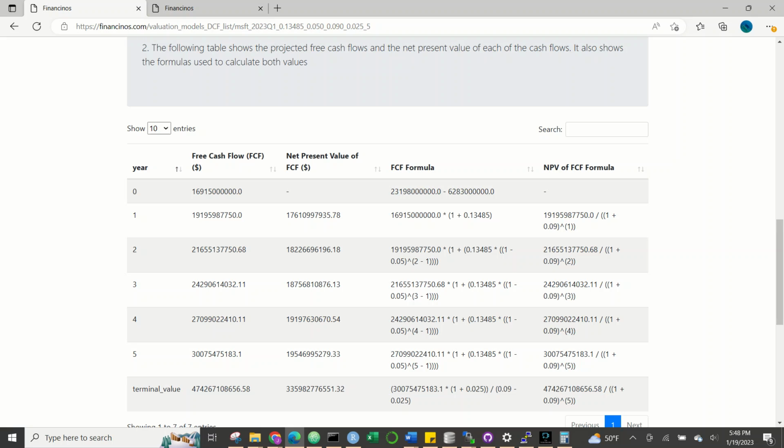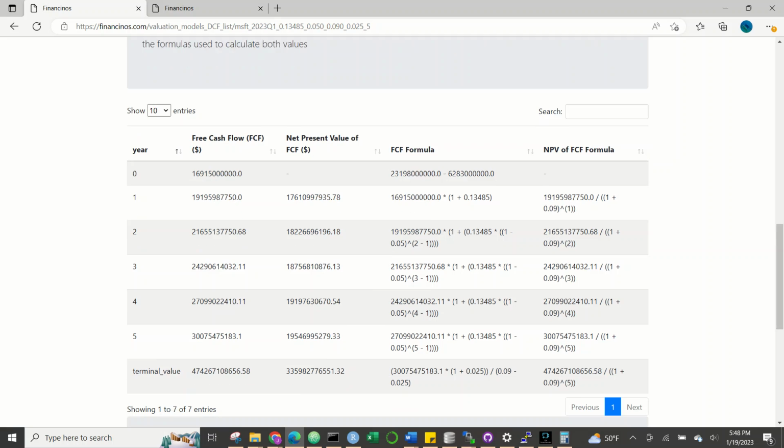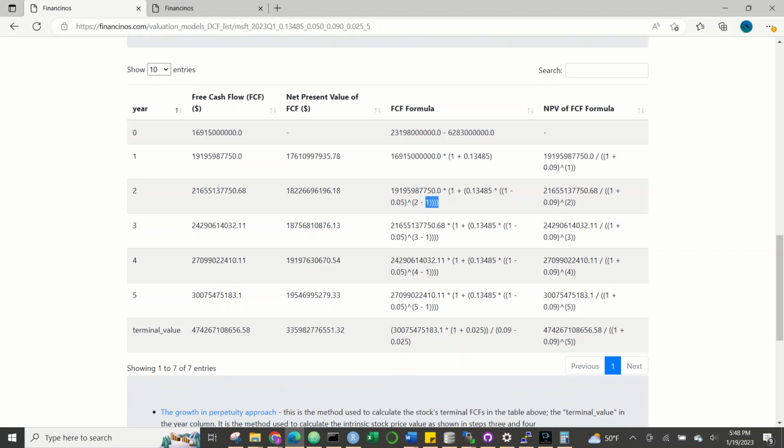But to get the net present value of the free cash flow for year 1, we take this formula here, the free cash flow of year 1, and then we discount it by 9%, to the power of the first year. And then we do the same thing in year 2 to get these values. And then we do that all the way to year 5, because that's what we inputted. We wanted to project free cash flows to year 5.